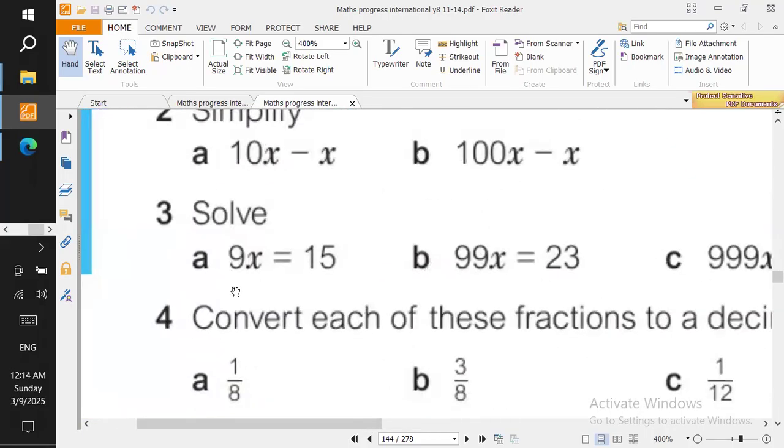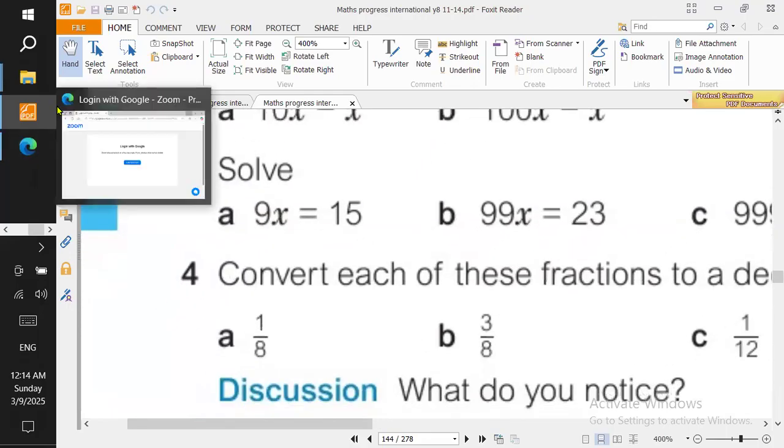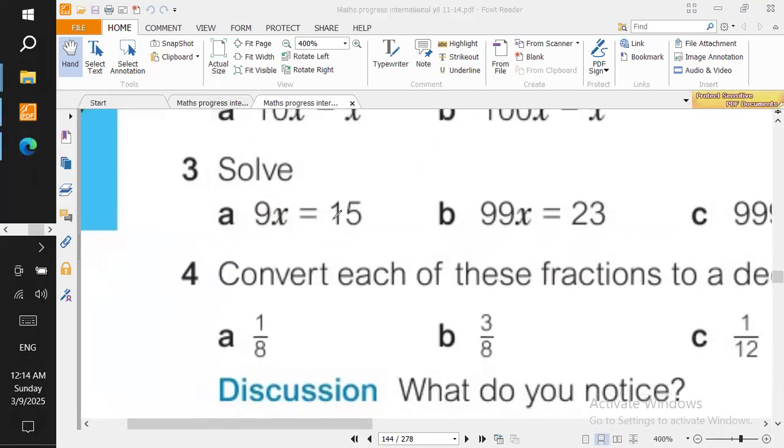Solving. To solve this, it means we have to find the value of x. So here, 9x equals 15. This is multiplied. It means we have to take it to the other side by dividing. So x equals 15 over 9. You can do it with a calculator and then find the value of x. Okay. So here, let's write it here. x will equal 15 divided by 9.